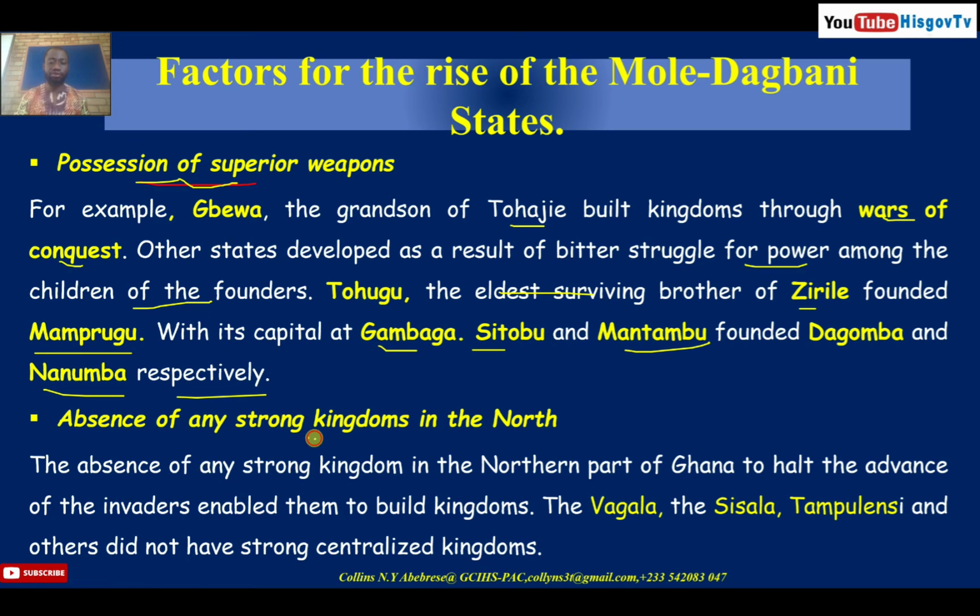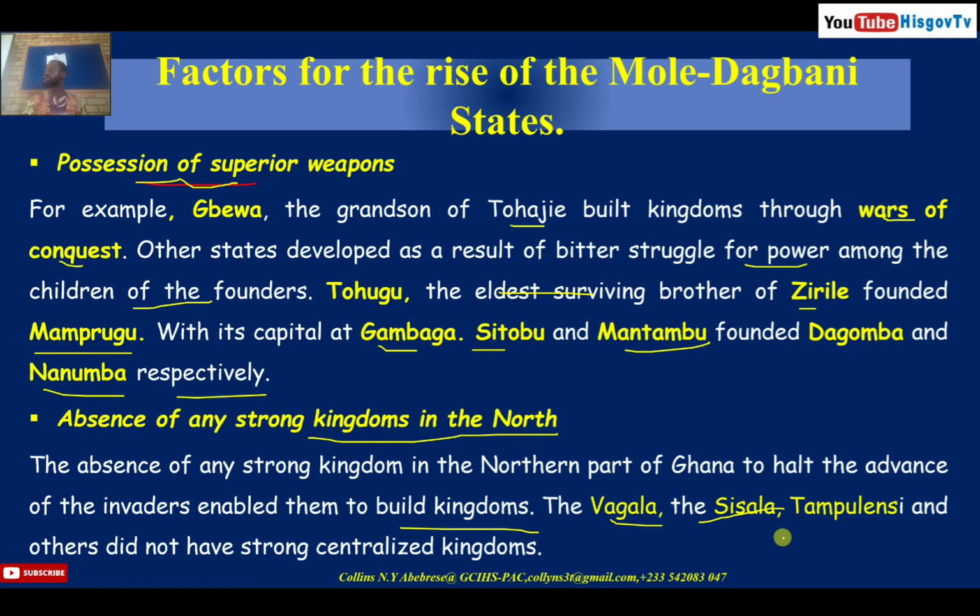The absence of any strong kingdoms in the north was also an important factor that led to the rise of the Mole-Dagbani State. So the Mole-Dagbani State was also able to rise because in the north there wasn't any much powerful kingdom or any threat posed to them. Okay, and so that could not halt the advance of the invaders, and that enabled them to build kingdoms.